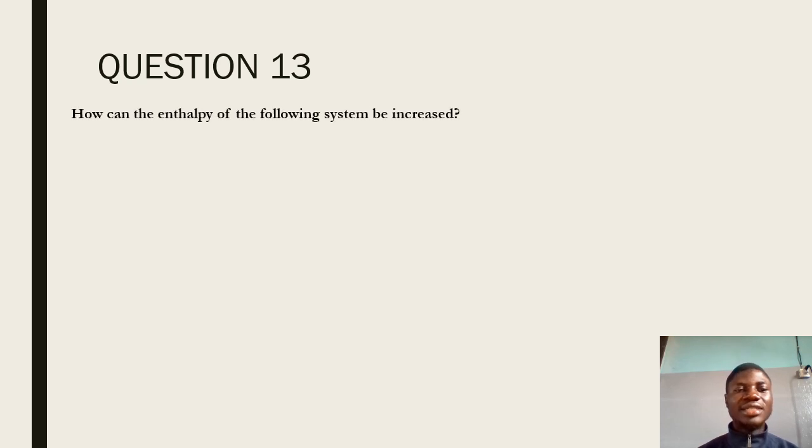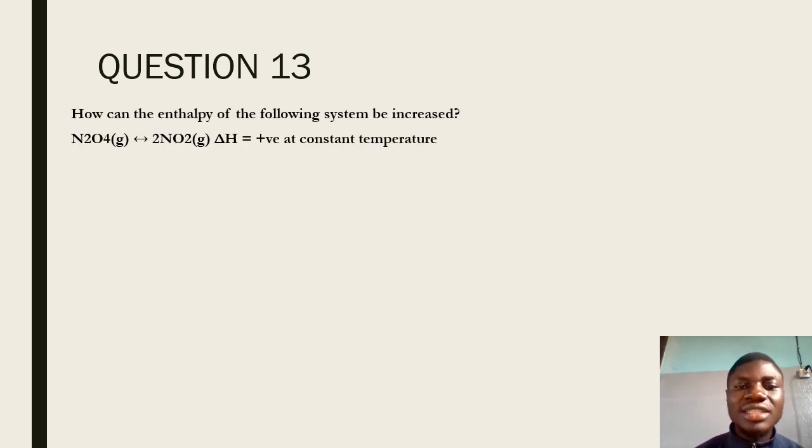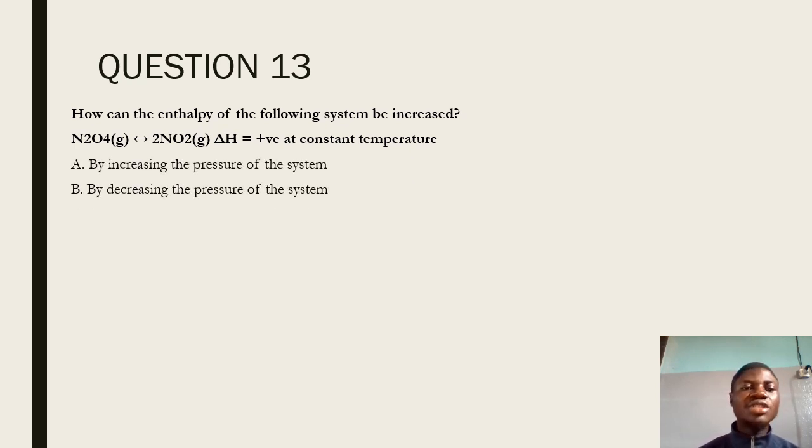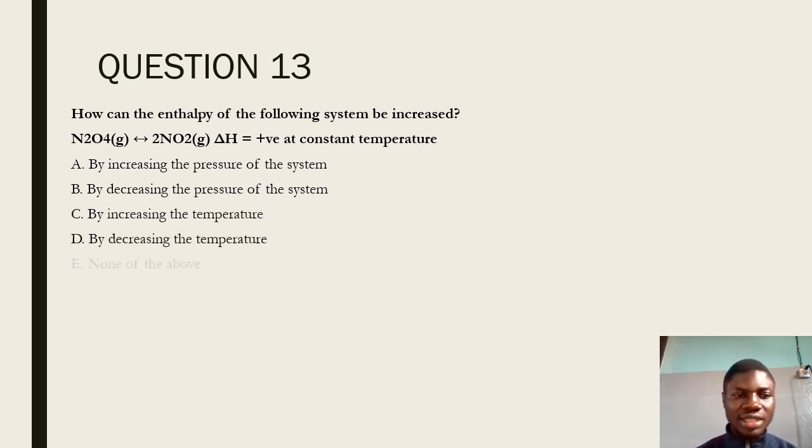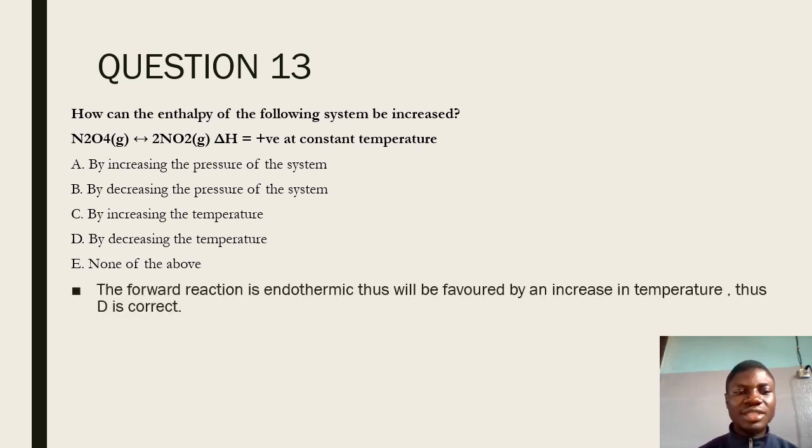Question 13 says, how can the enthalpy of the system be increased? We'll be given a reaction whereby we have dinitrogen tetraoxide decomposing to give nitrogen dioxide, and the enthalpy is positive at constant temperature. Now we have been asked for the factor that is going to cause an increase in the enthalpy of this system. The forward reaction, as we can see, is endothermic, and as a result, an increase in temperature is going to favor the forward reaction. But since the temperature is kept constant, an increase or a decrease in temperature is not going to affect the equilibrium above. Now we have to look at the pressure.